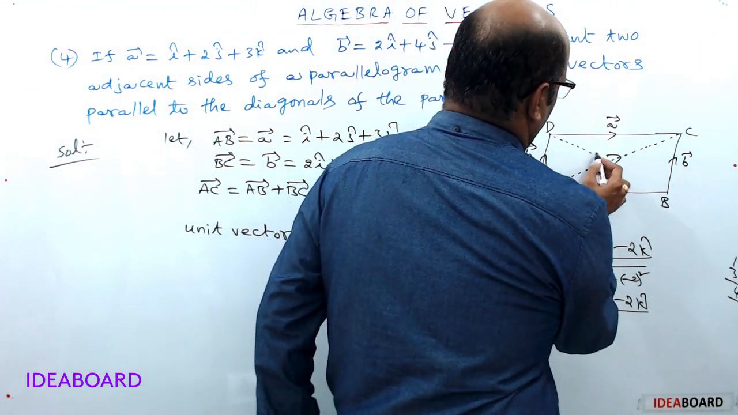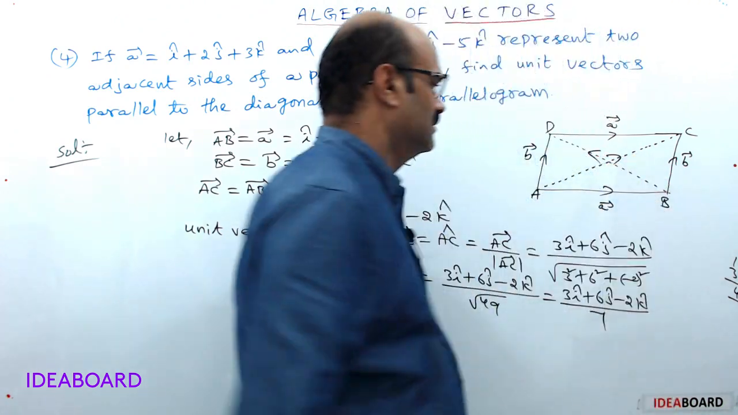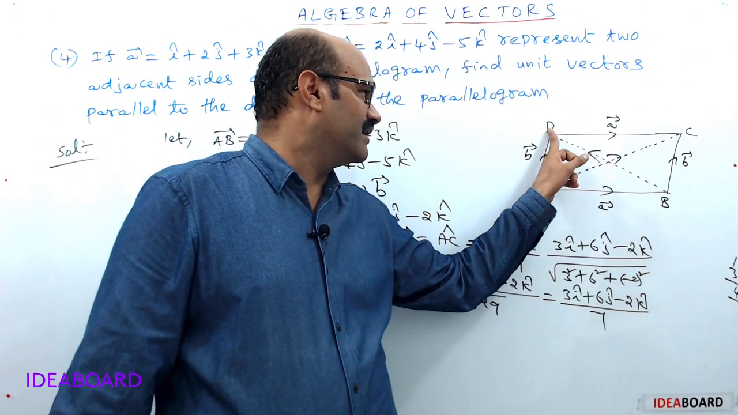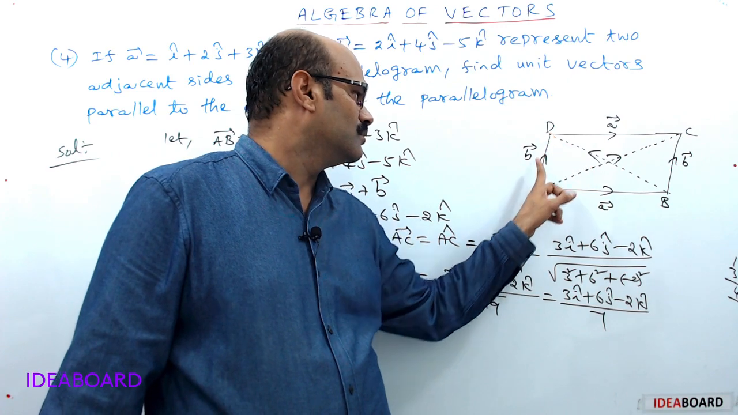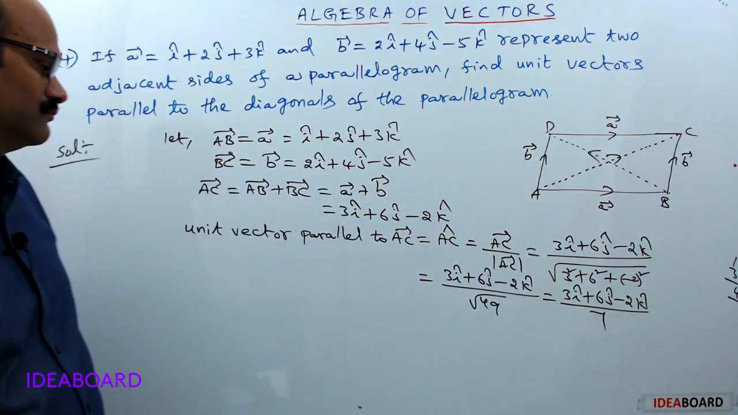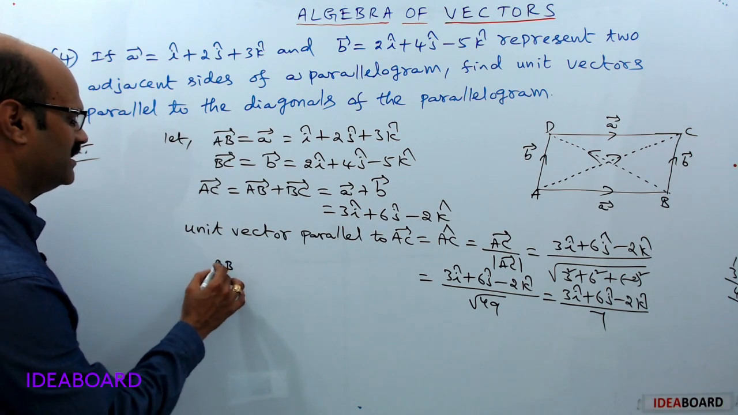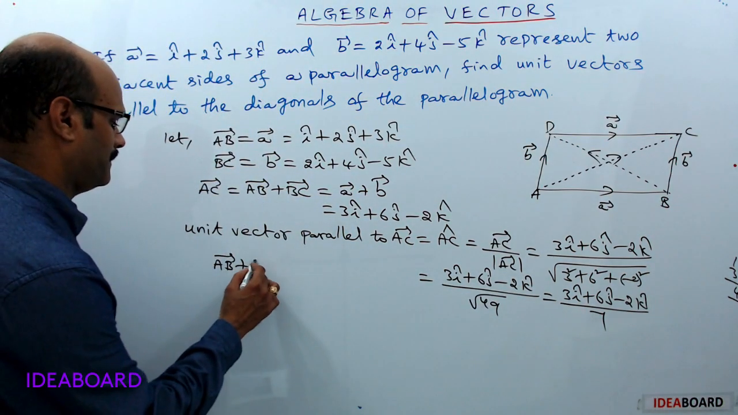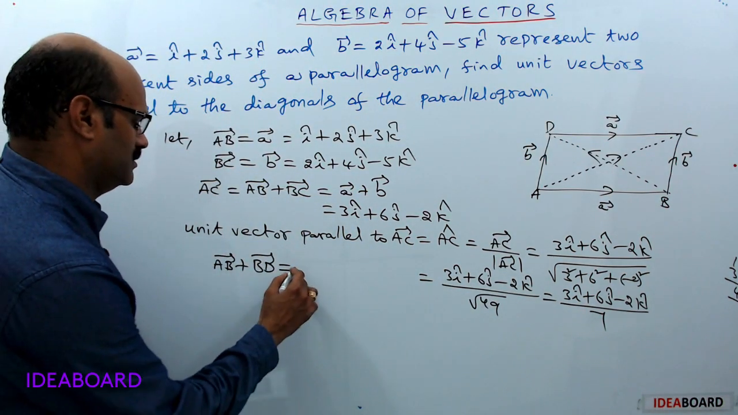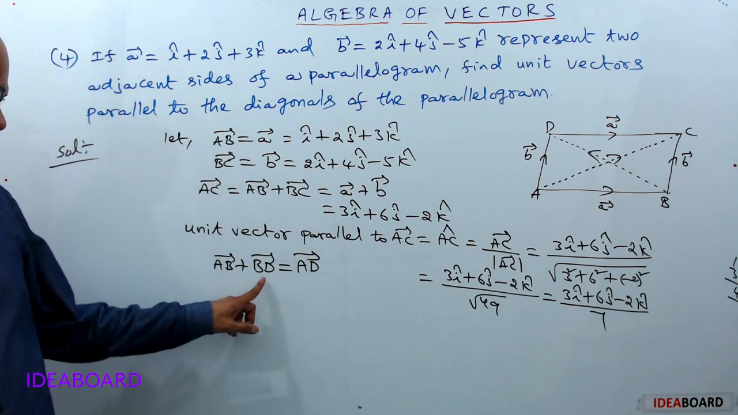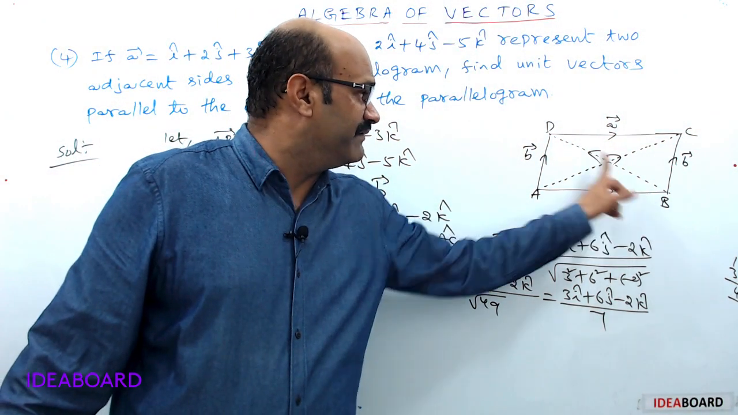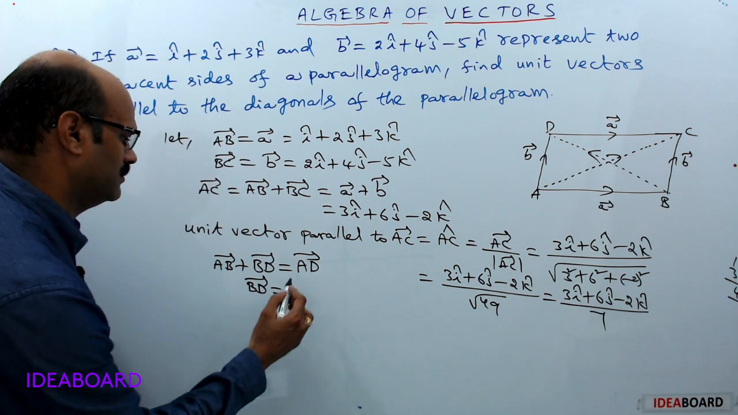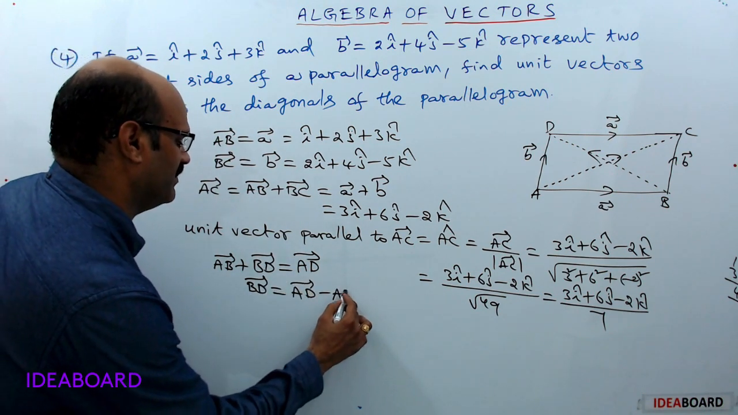Now the other diagonal is BD vector. By triangle law we can take AB vector plus BD vector equal to AD vector. AB vector plus BD vector equal to AD vector. Now here we have to find BD vector. So BD vector equal to AD vector minus AB vector.